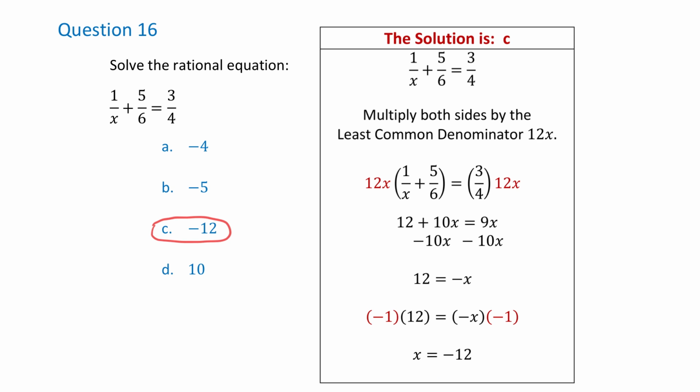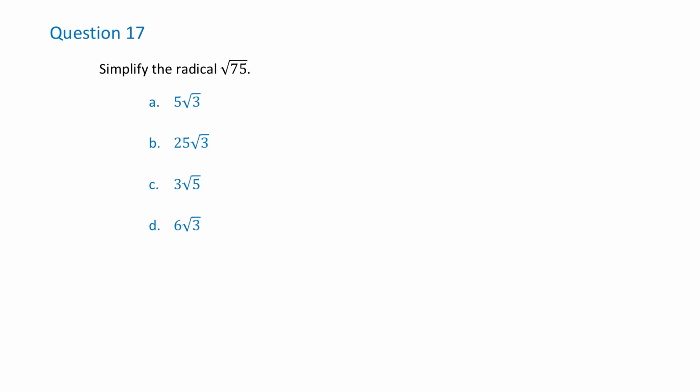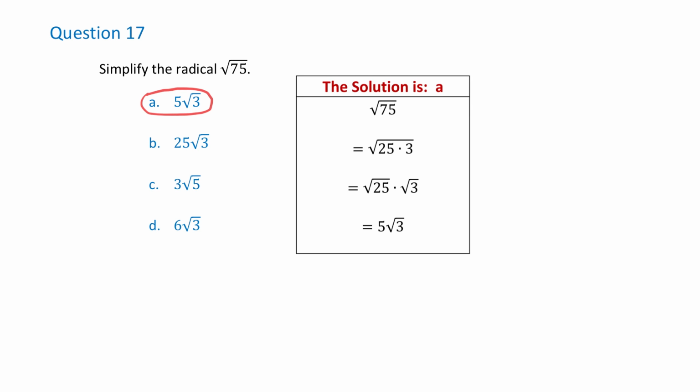Let's continue with question 17. Simplify the radical square root of 75. Please pause the video and find the right solution. And now let's see what the right solution is. The correct solution is A.